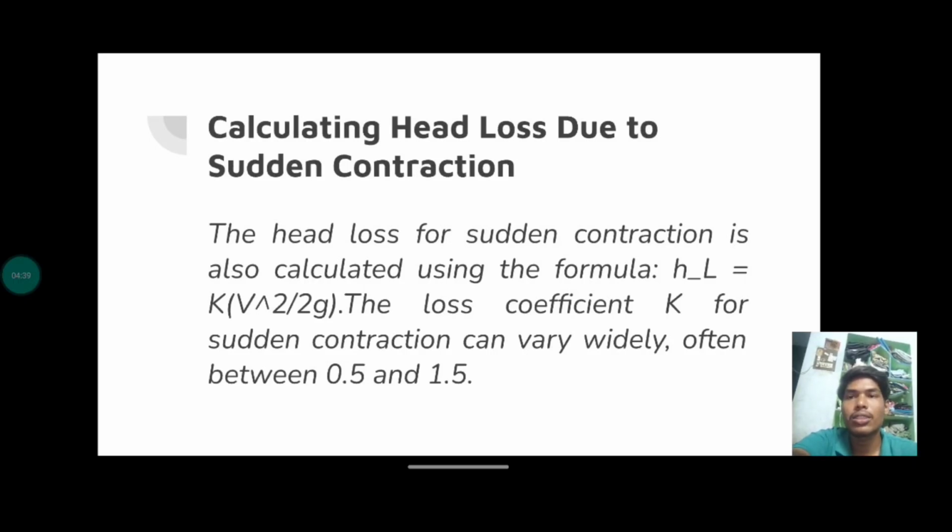Calculating head loss due to sudden contraction. Here is the formula for sudden contraction. The head loss for sudden contraction is also calculated using the formula: head loss is equal to k into v square by 2g. The loss coefficient k for sudden contraction can vary widely, often between 0.5 and 1.5.